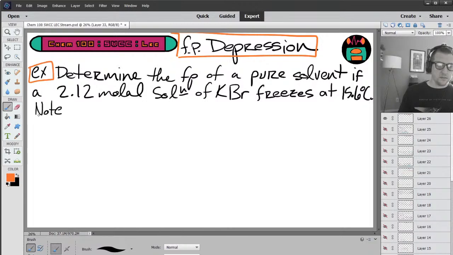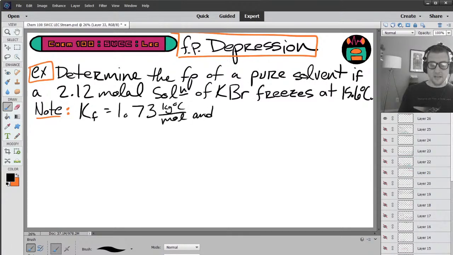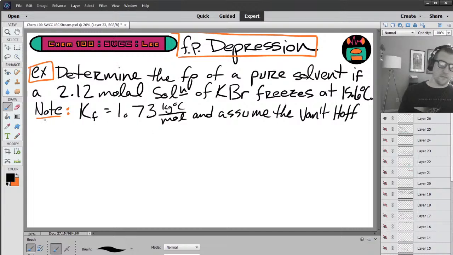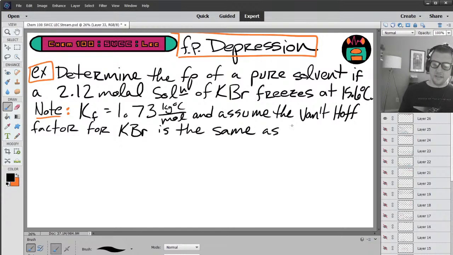Note the freezing point depression constant for the solvent is 1.73 kilograms degrees Celsius per mole, and assume the Vant-Hoff factor for KBr is the same as aqueous KBr.